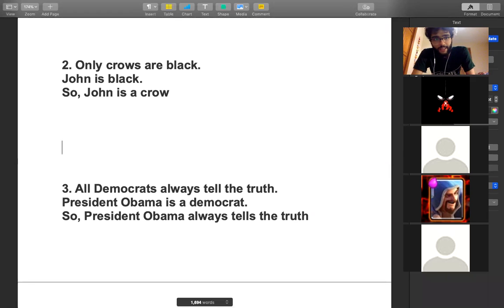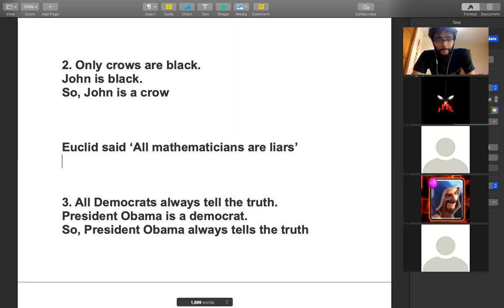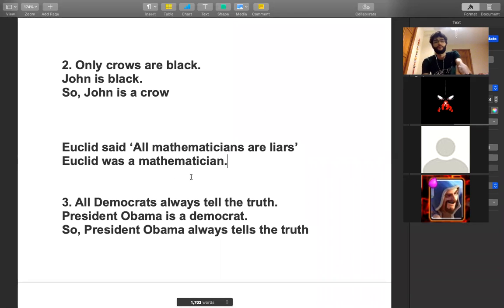Socrates, that's not Socrates, it's Euclid. Euclid said all mathematicians are liars. Euclid was a mathematician. Now we are not talking about validity or anything here. We are just trying to think about this particular argument and see if it makes sense. Euclid said all mathematicians are liars, by the way, he didn't say this, okay? Sorry, Euclid, this is just an example. Euclid said all mathematicians are liars. And Euclid himself was a mathematician. So what happens to his claim?